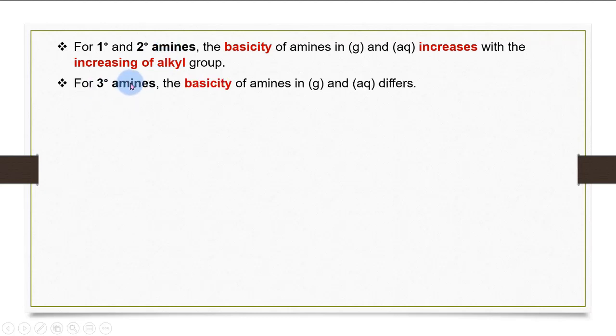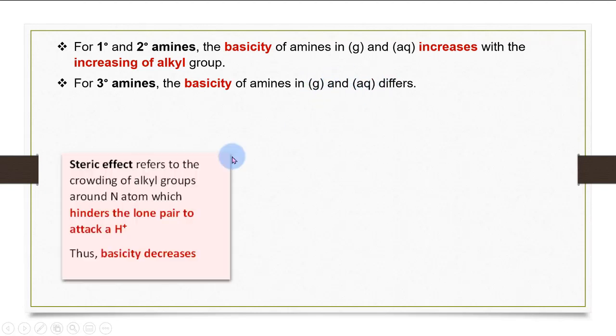But for tertiary amines, the basicity is different in both phases. That means the basicity in the gas phase is different from the aqueous phase. This is due to the steric effect. The steric effect applies to these tertiary amines. The steric effect refers to the crowding of alkyl groups around the nitrogen atom, which hinders the lone pair from attacking a hydrogen ion. Thus, the basicity decreases.